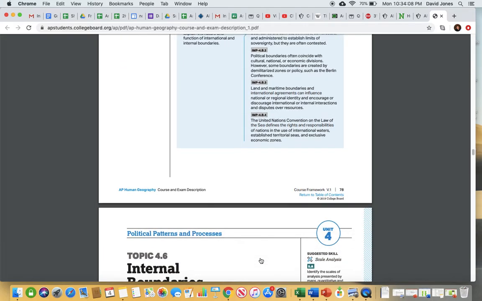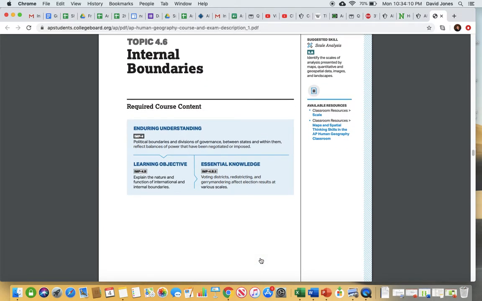Okay. Internal boundaries. This is where we get into some of the stuff that we covered last year in AP Government or Regular Government if you took Regular Gov. This is looking at voting districts, redistricting, gerrymandering. Obviously, please make sure you know that congressional districts have to be redrawn after every U.S. census. So we're having our census right now in 2020.